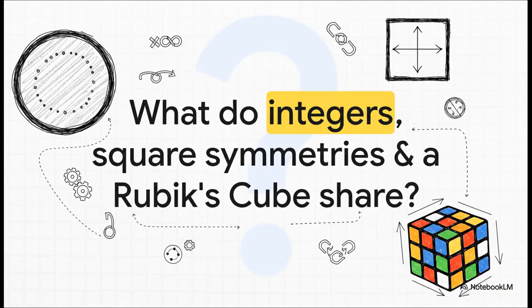So, to get our heads in the game, let's start with a little puzzle. What on earth could the integers, all the ways you can rotate and flip a square, and a Rubik's Cube possibly have in common? I mean, they seem totally different, right? You've got an endless list of numbers, a small set of geometric moves, and a puzzle that has driven countless people crazy. And yet, they all share a deep, fundamental mathematical structure. By the end of this, you'll see that the surprising answer is they can all be described as a group.